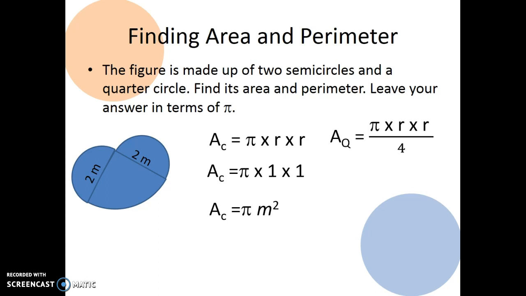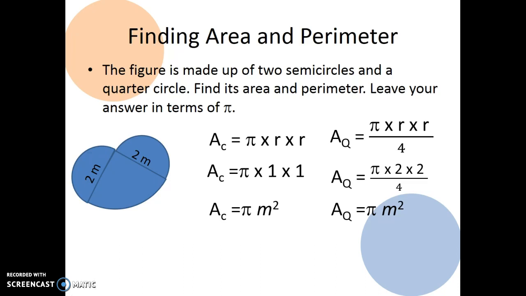Now let's find the area of our quarter circle. So pi times radius squared divided by 4. My radius in this case is 2. Pi times 2 times 2 divided by 4. And if you were working this, you could cross-cancel that 4 with one of the 2s. You would have a 1 up here, and then you'd have a 2 right here. And then you could cross-cancel that 2 with the other 2. You'd have a 1 here, and then you'd have a 1 down here. So my answer again is pi meters squared.